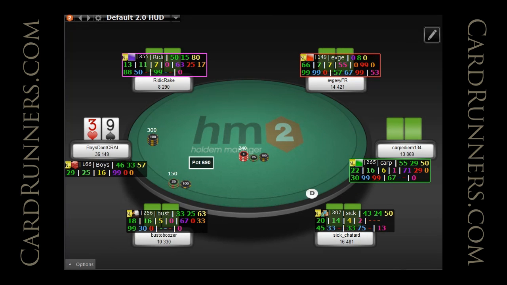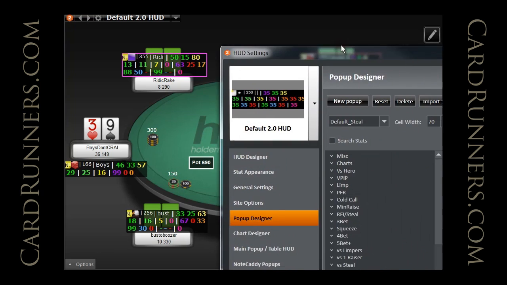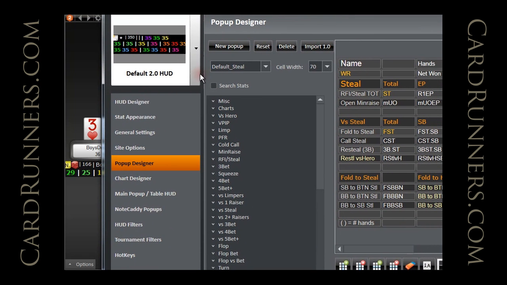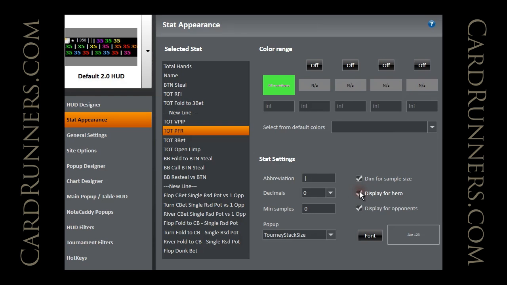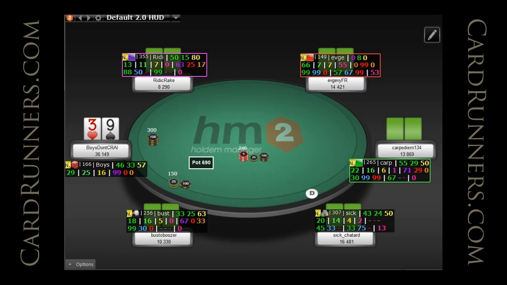In case you don't know how to turn this stuff off, I'm just going to show you really quickly. I have my Hold'em Manager on my other screen. You go to this HUD designer thing here, you go to Stat Appearance. This is my normal HUD. Let's say I don't want to show the PFR for myself anymore. I just uncheck this box, the display for hero, and it'll disappear. I'm not going to do that though. So I would be pretty selective about which stats I show for myself when I play. But yeah, onto the post-flop stuff we go.